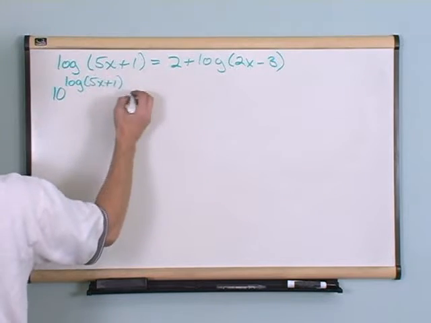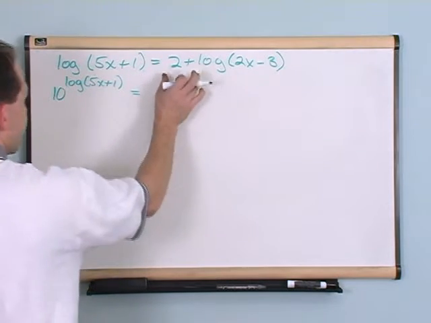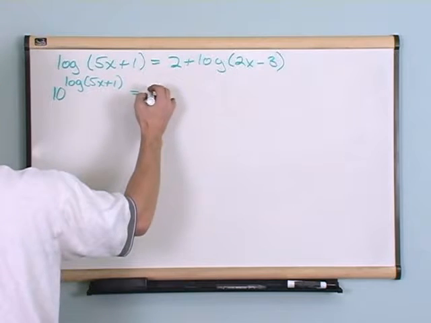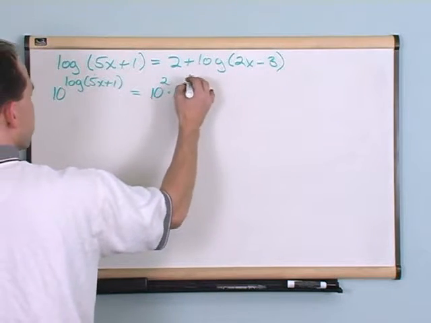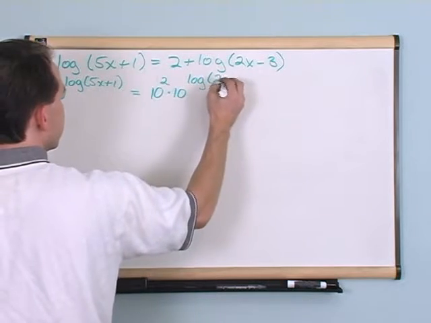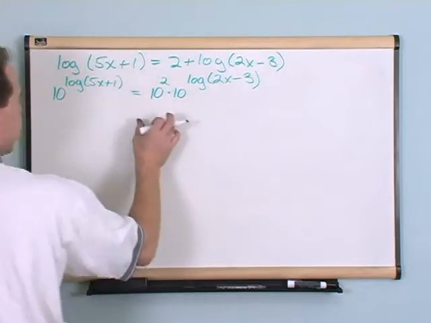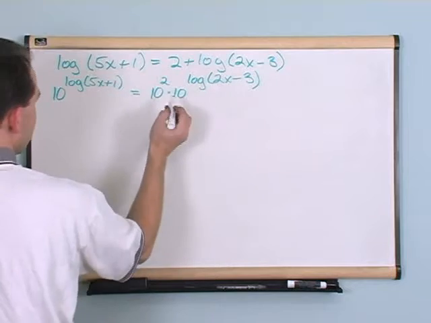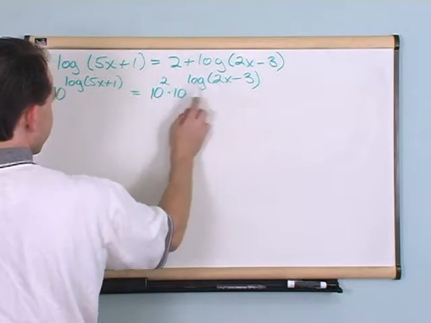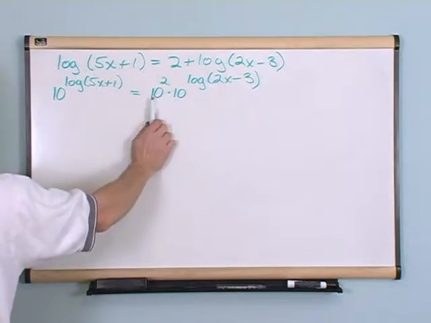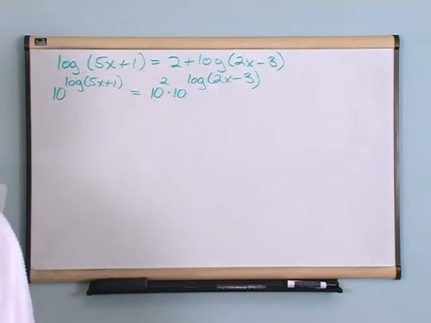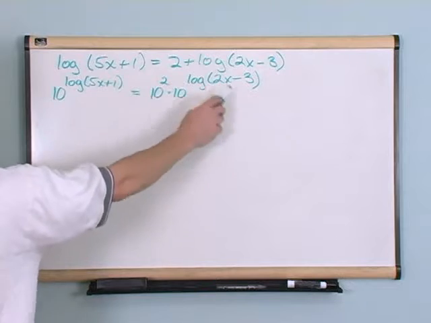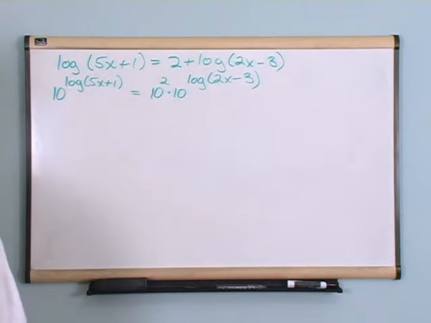5x plus 1 equals. Now, I'm going to raise the right-hand side to the power of 10, but I'm also going to write it like this, 10 squared times 10 to the log of 2x minus 3. All I did was I raised the right-hand side to the power of 10, but because it's an addition, I can do it this way, because notice that since the base is the same, I can just add these exponents together, and I'll get what I have there. So I just skipped a little tiny step and wrote it a little bit differently like that.